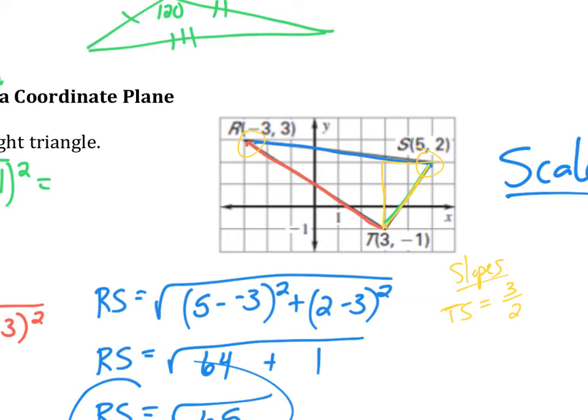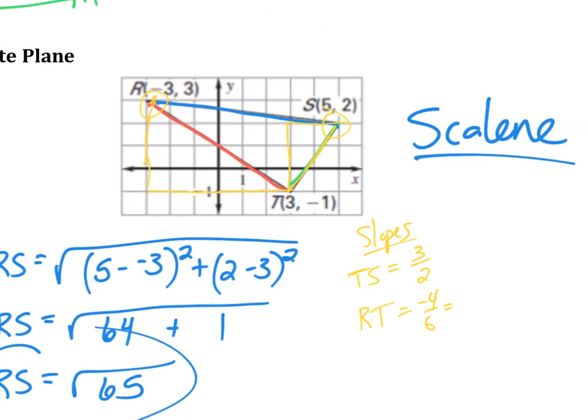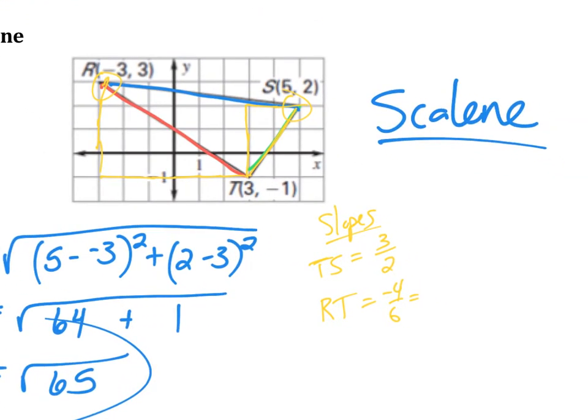And then find the slope of RT. So from R to T, we go down 1, 2, 3, 4. To the right, 1, 2, 3, 4, 5, 6. So negative 4 over 6. If we reduce that, negative 4 over 6, divided by 2, we actually get negative 2 over 3.